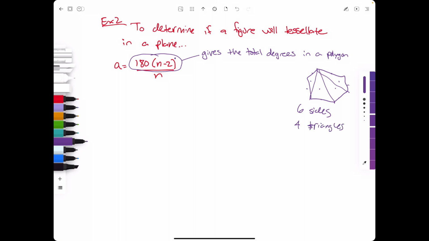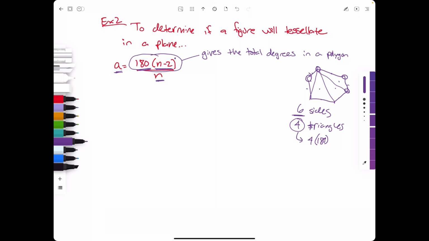And then the 4 triangles each gave 180 degrees total, right? So the 4 came from the number of sides, take away 2, times 180. I'm using that same n to be the number of sides again, because that's going to divide out approximately how many degrees per vertex, per one of these little corners. So A is telling you approximately how many degrees there would be on average in any of these angles. It's an average. It's okay.